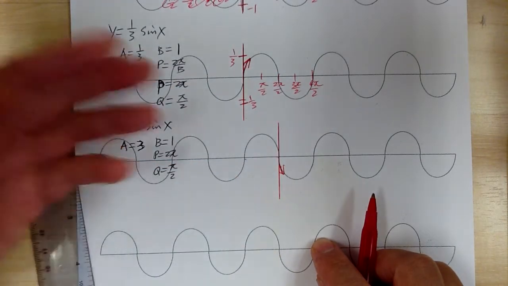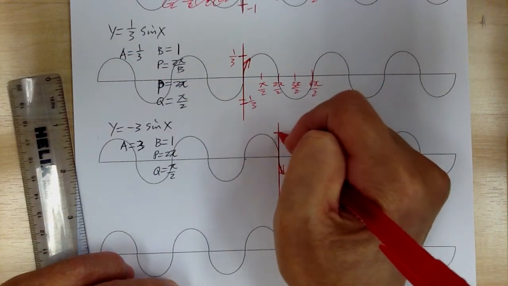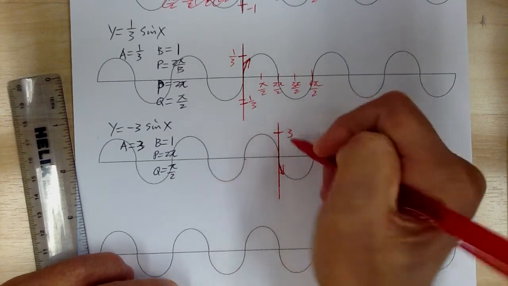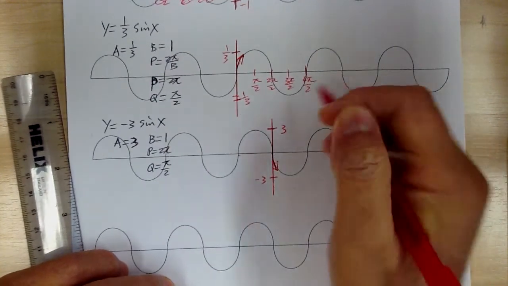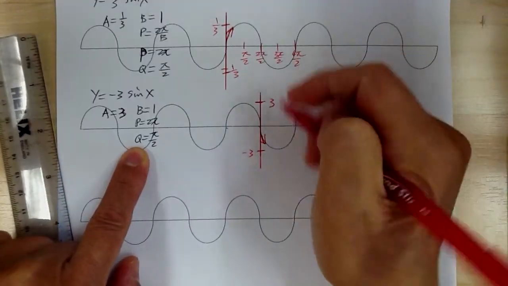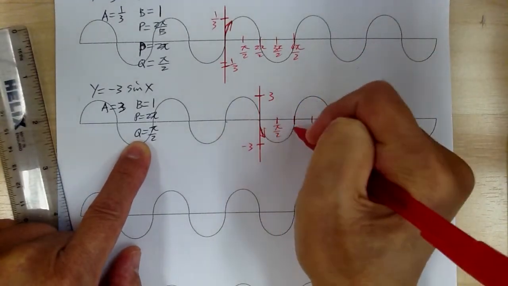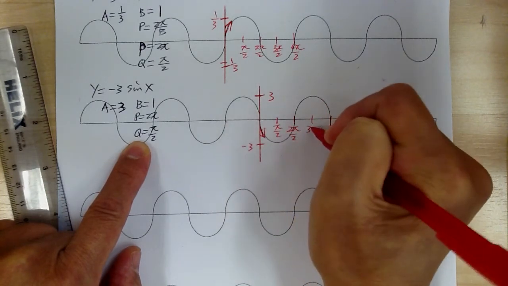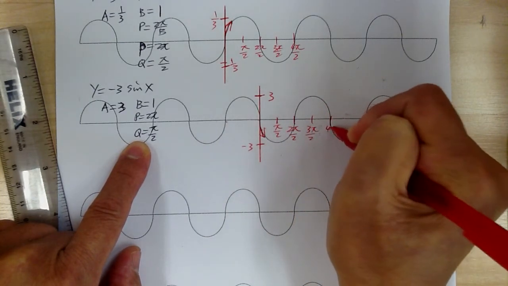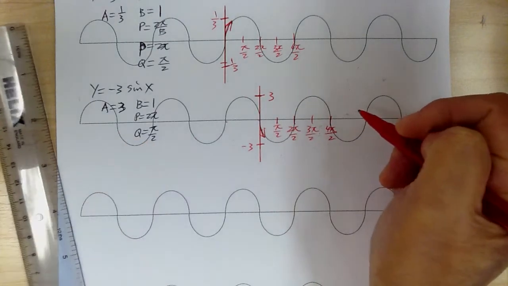Again, this graph will flip upside down, and then over here, this amplitude will be 3, and this would be negative 3, and again, the q is how much each of these is worth. Okay, so it's pi over 2. So this would be pi over 2, 2 pi over 2, 3 pi over 2, 4 pi over 2, and that's it. That's your graph.